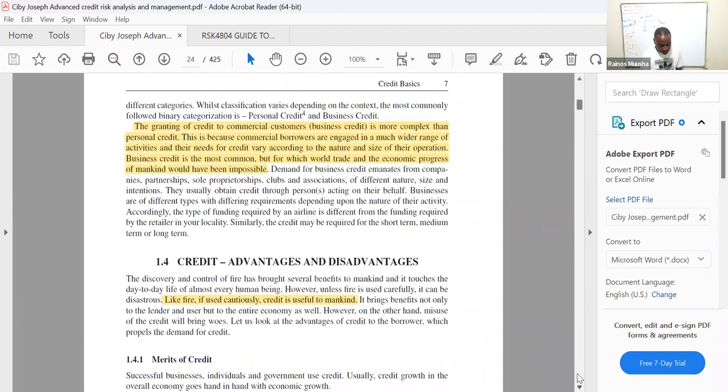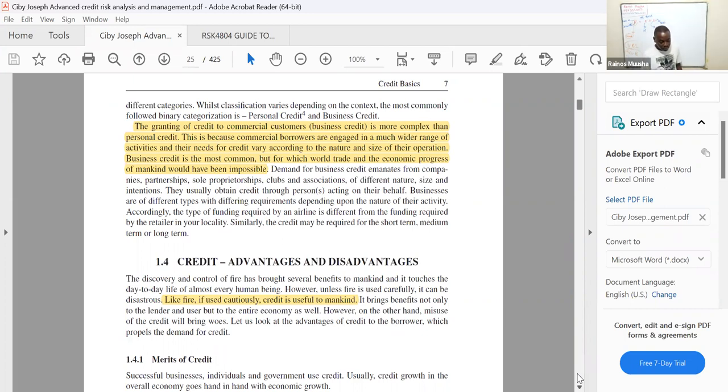It basically means that the demand for credit is always going to be there wherever you look within the economic system. So here they say, the granting of credit to commercial customers is more complex than personal credit. This is because commercial borrowers are engaged in a much wider range of activities, and their needs for credit vary according to the nature and size of their operation. So business credit is the most common, but for which world trade and the economic progress of mankind would have been impossible. Which basically means that for there to be progression within the economic system, there is need for credit.